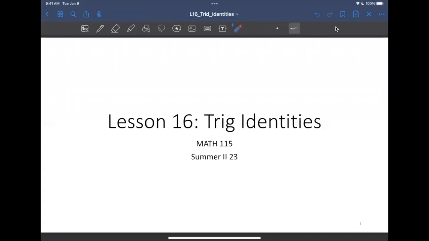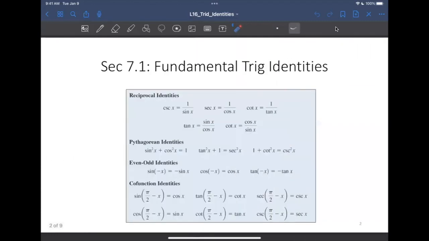Okay, so for this lesson, we are going to be working with trigonometric identities, how to work with them, how to simplify trig expressions using them, and then also how to prove some trig equations. So first, these are all the trig identities you'll be expected to know.